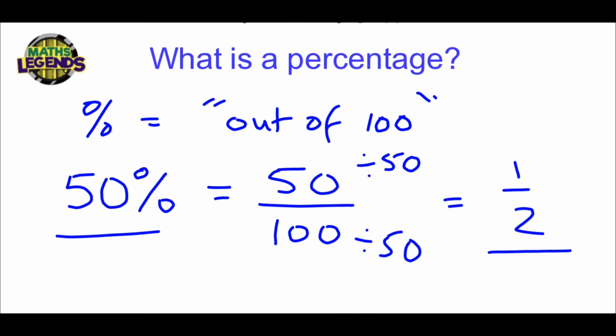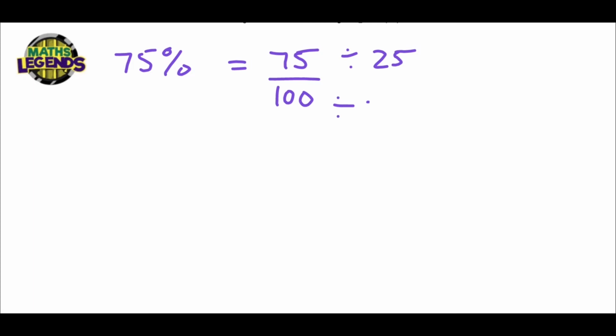Now let's look at another example. Let's take the example of 75%. Now this is the same as 75 out of 100. Again, we can simplify this and divide by a common factor. So here we can divide by 25 and that equals 3 over 4. So 3/4 is the same as 75%.